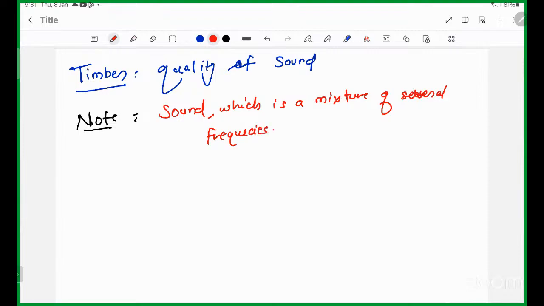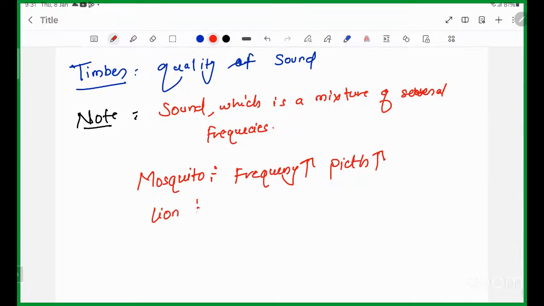Mosquito: frequency is more, pitch is also more. Like amplitude is more, loudness is more.